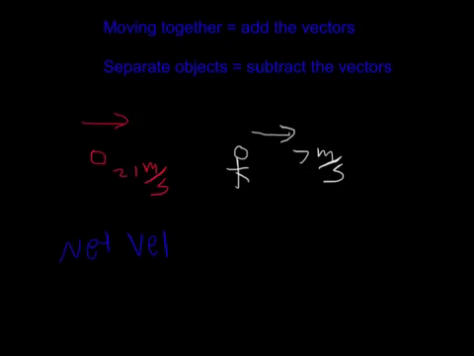In this case, the net velocity is going to be found by subtracting. So I'm going to say 21 meters per second minus 7 meters per second. And that's going to give me a net velocity of 14 meters per second.